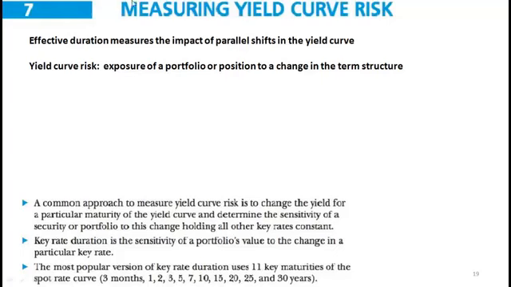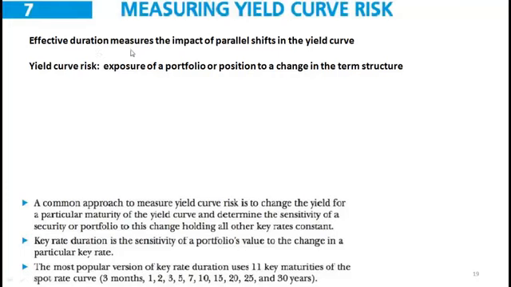Measuring yield curve risk. Now we are on section 7. How did we measure interest rate risk in level 1? We talked about duration, and specifically we focused on something called effective duration. But effective duration only told us about parallel shifts in the yield curve. Is that still important? Yes. It is still important, but is it complete? No, and we'll get into detail.